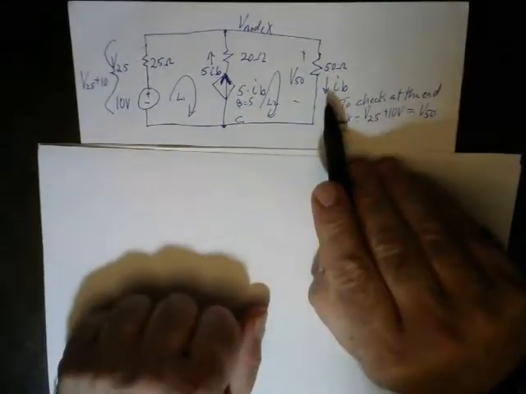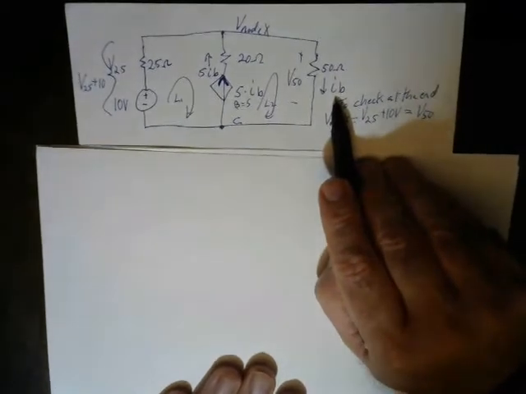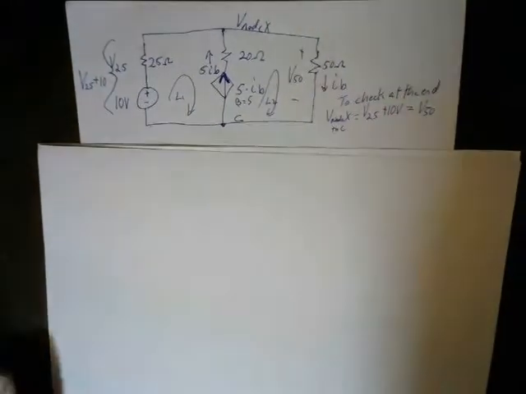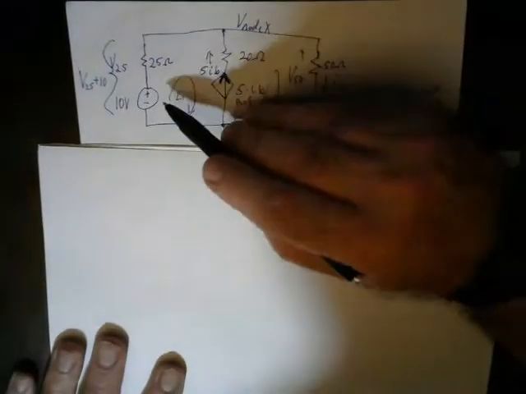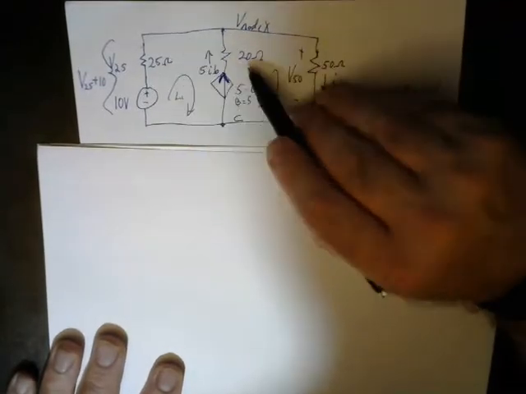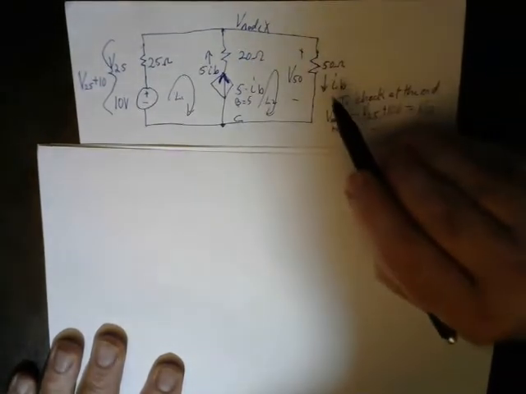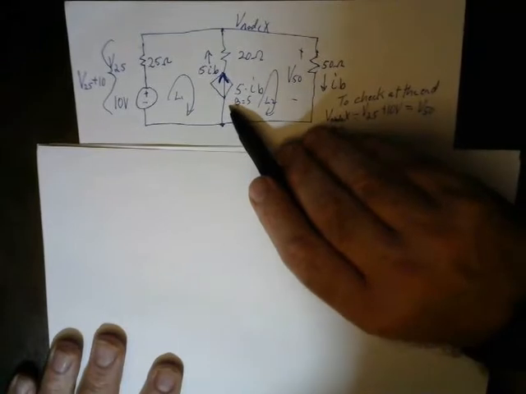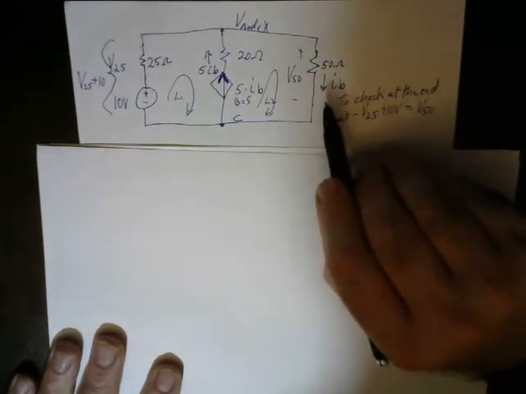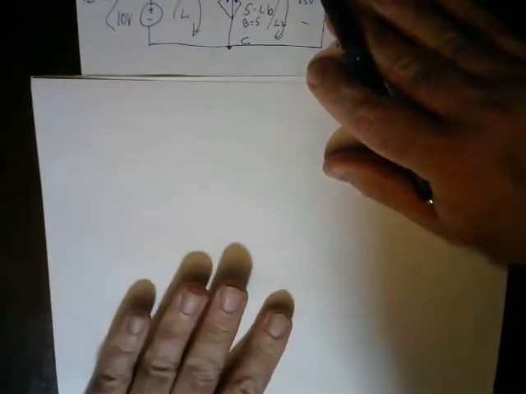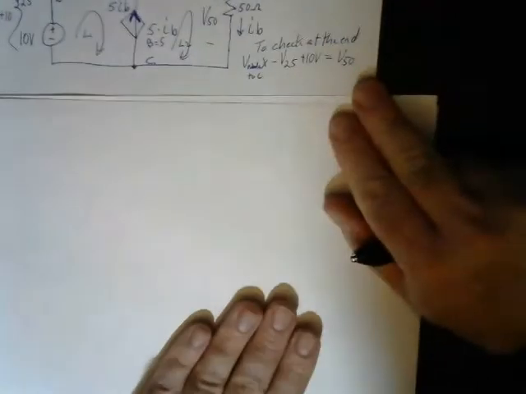It doesn't matter where the dependent variable is in the circuit. If there's no independent source, it just won't work. So in this circuit, I have a 10 volt supply, a 25 ohm resistor, a 20 ohm resistor, a 50 ohm resistor, and a current source that is 5 times this current. So I start by writing, and I should show you over here.